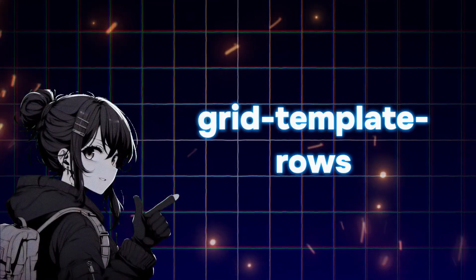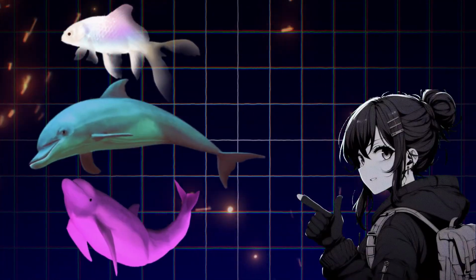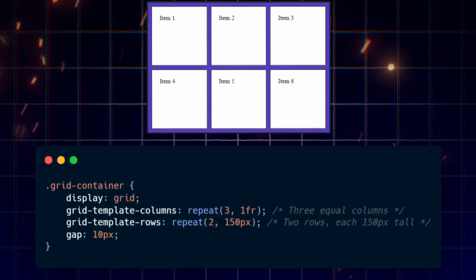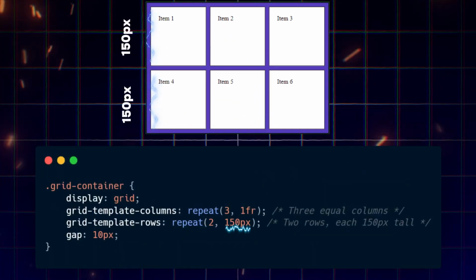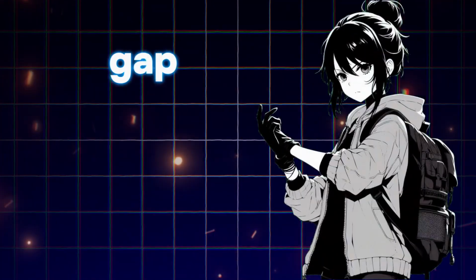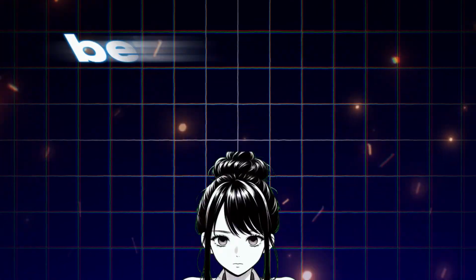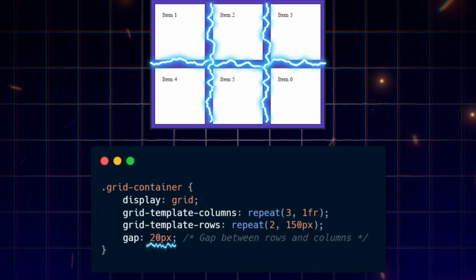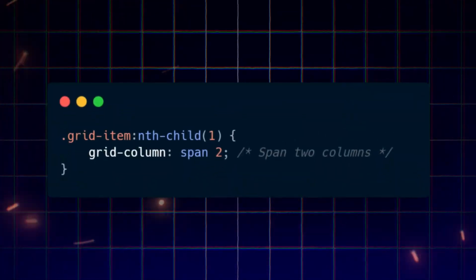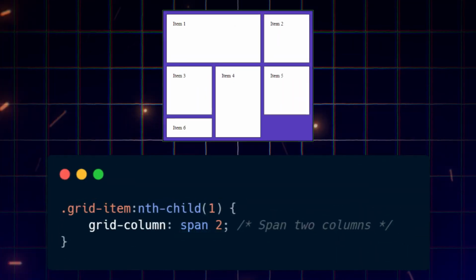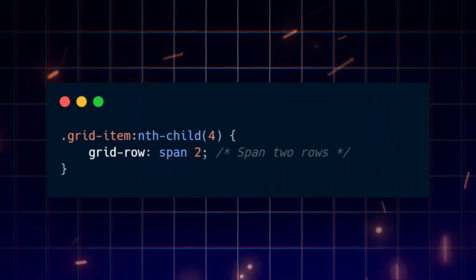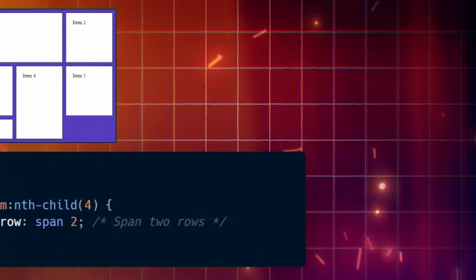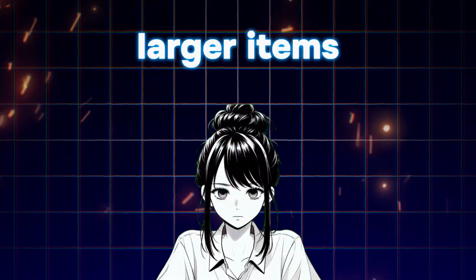The grid template rows property defines the number of rows and their heights. Here, we create 2 rows, each 150 pixels tall. The gap property defines the spacing between rows and columns. In this example, we set a 20 pixel gap. The grid column property allows an item to span multiple columns, while the grid row property allows an item to span multiple rows. This is useful for creating larger items within the grid.